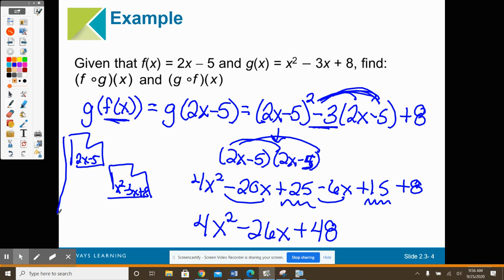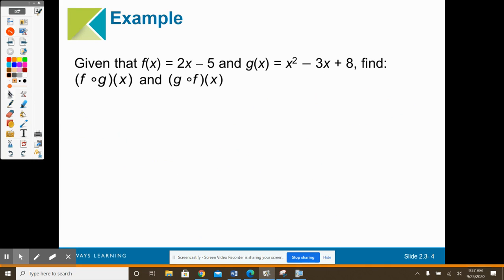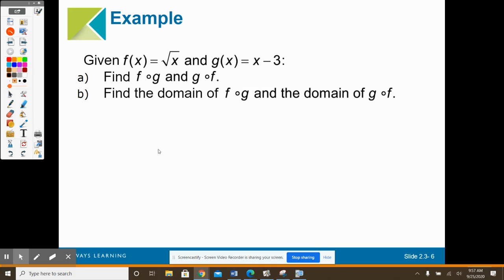If you want to practice, we could plug in the 0 again. If you plug in a 0, this guy will shoot out a negative 5. But if I plug a negative 5 into that equation, I would get 25 plus 15 plus 8, and it would shoot out 48. If I plug 0 into this shortcut rule, it also shoots out 48. And you can plug in any number. I just like to pick 0 because it's a little easier. Okay, so that's compositions of functions.